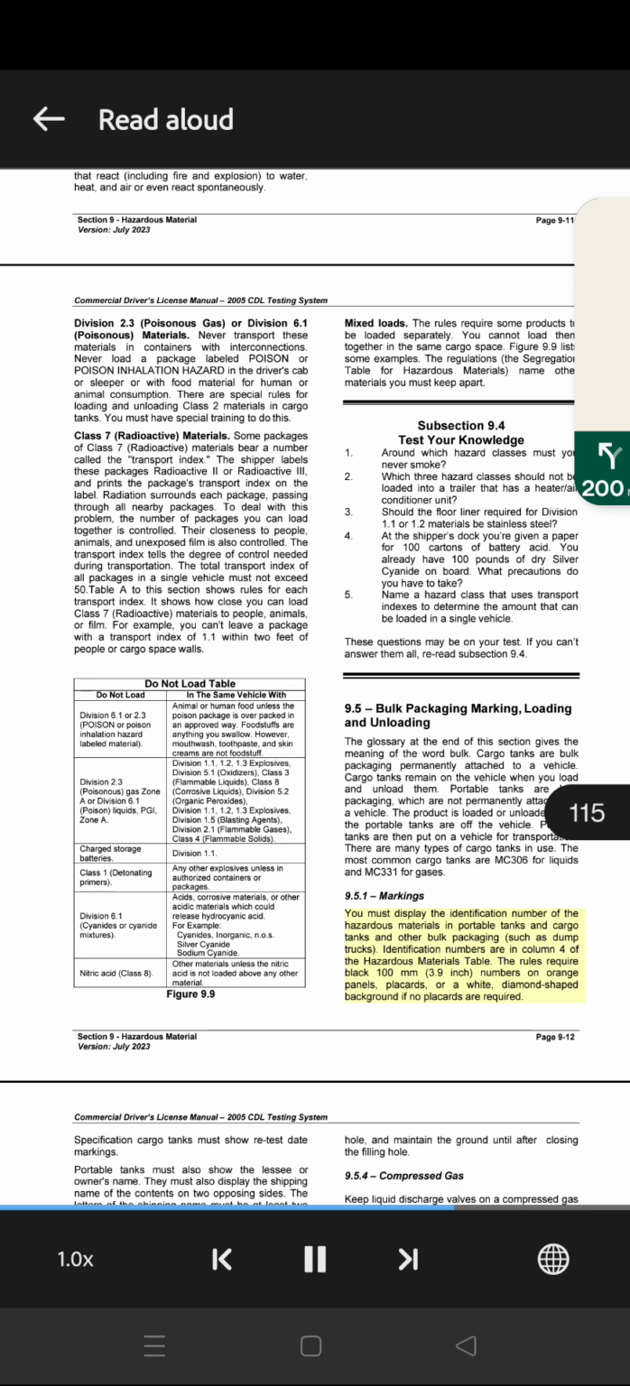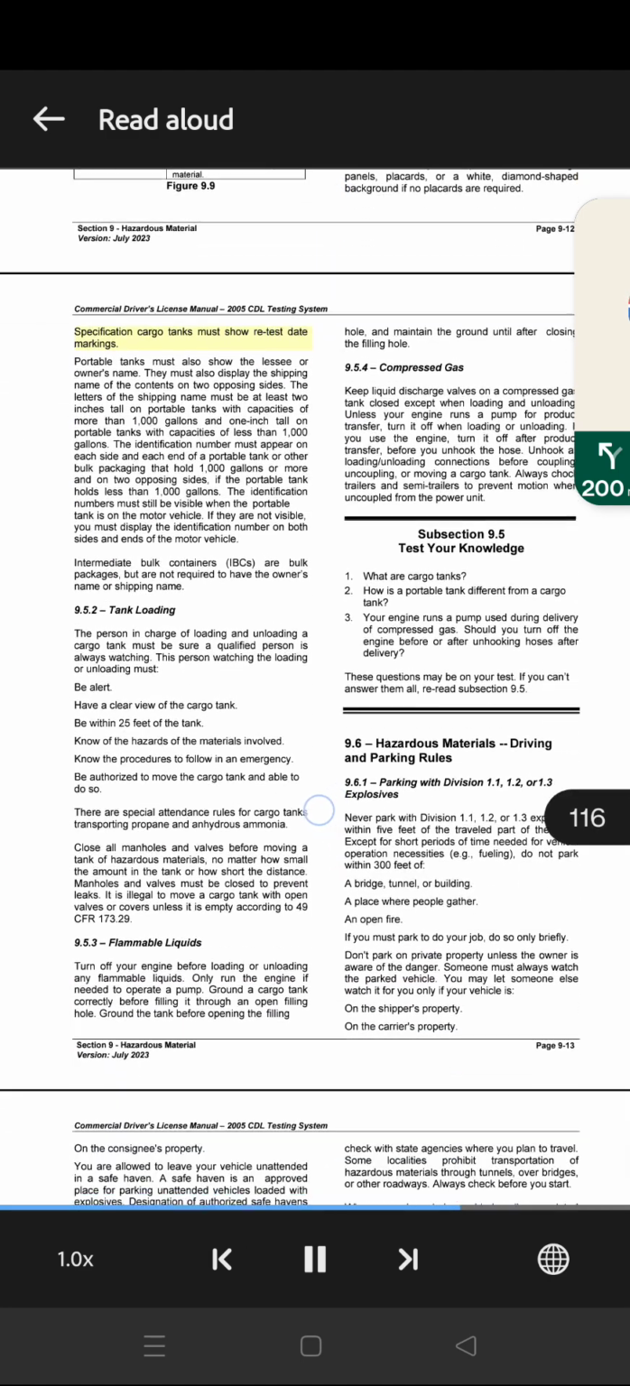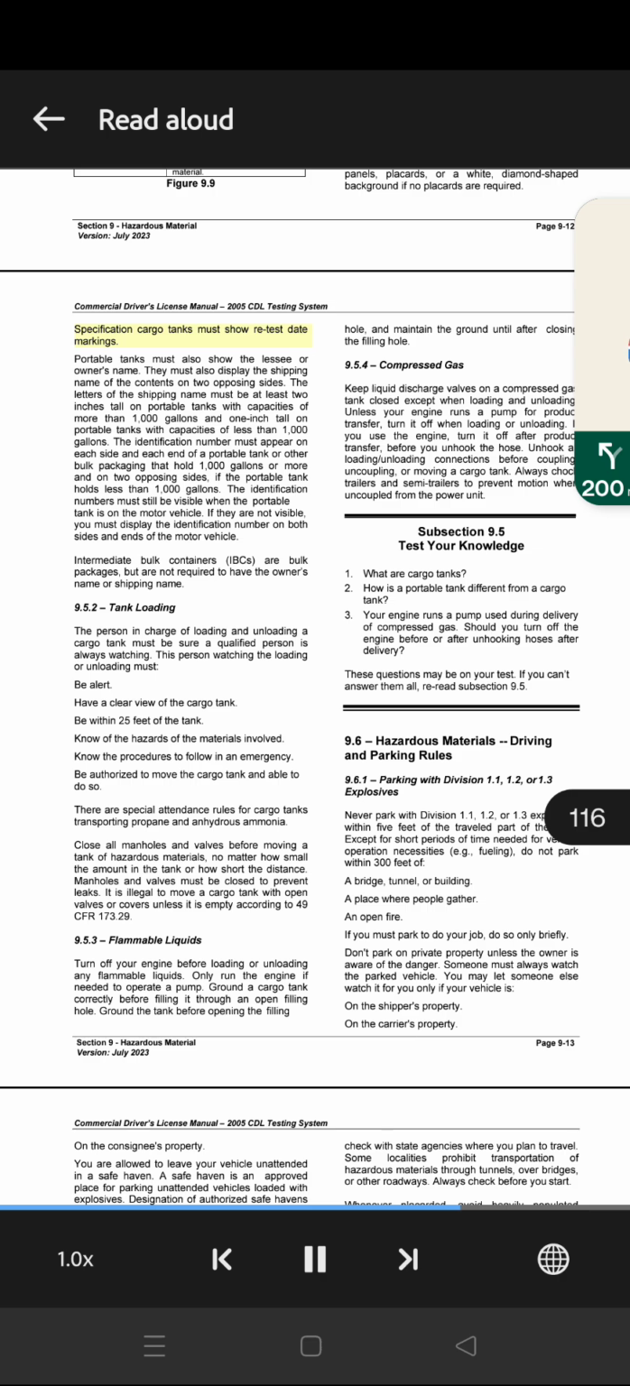The rules require black 100 mm (3.9-inch) numbers on orange panels, placards, or a white, diamond-shaped background if no placards are required. Specification cargo tanks must show retest date markings. Portable tanks must also show the lessee or owner's name. They must also display the shipping name of the contents on 2 opposing sides. The letters of the shipping name must be at least 2 inches tall on portable tanks with capacities of more than 1,000 gallons and 1 inch tall on portable tanks with capacities of less than 1,000 gallons.